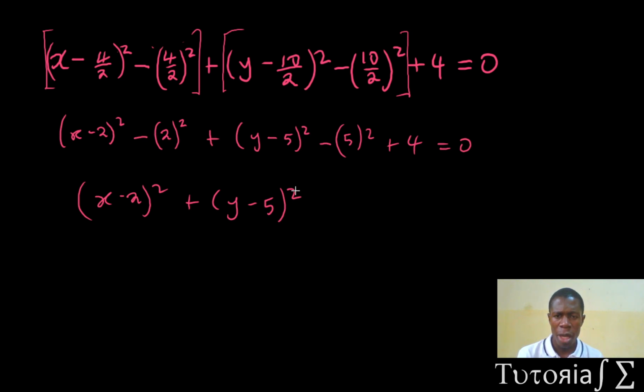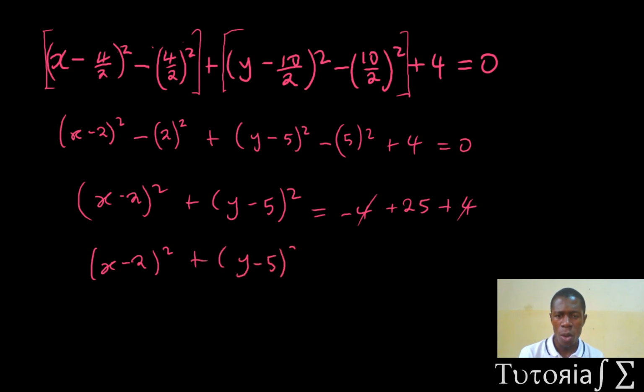Then let's take everything on the other side. So this, when it goes that side, will be negative 4. This, when it goes that side, will be plus 25. And this, when it goes to the other side, will be plus 4. We see that everything here cancels, and what we remain with is x minus 2 squared plus y minus 5 squared equals 25.